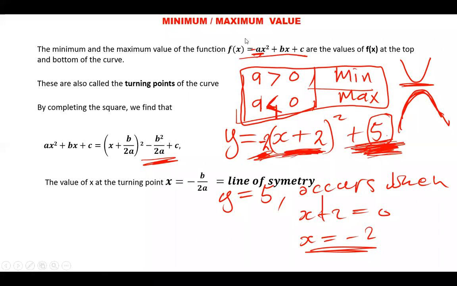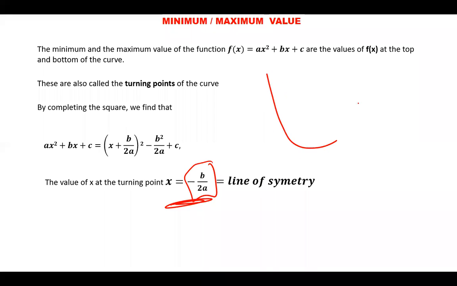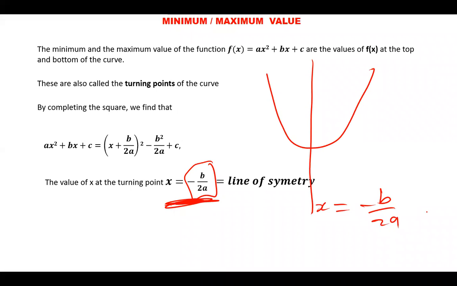All right, so let's quickly look at some examples from your handout. This is just what I was talking about. We know that the value of x at the turning point is given by this. And this one is what we're calling the line of symmetry. Remember, I talked about a line that divides this quadratic equation into two equal parts. This is the line. You just say x is equal to negative b over 2a. That is the line. All right, so this is what it means.